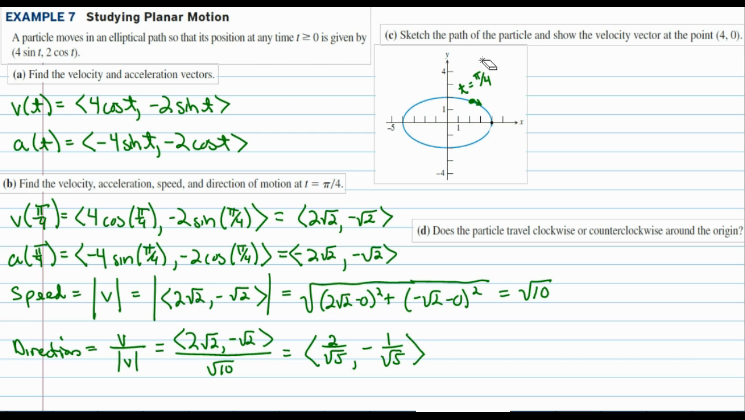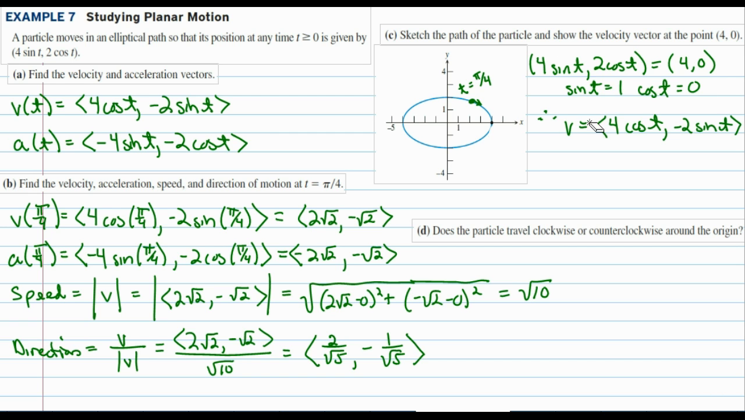Now part C says sketch the path of the particle and show the velocity vector at the point (4, 0). Well, at the point (4, 0), I know that the position was (4 sine of t, 2 cosine of t), and that resulted in the point (4, 0). That means if 4 times the sine of t equals 4, sine of t equals 1, and if 2 times the cosine of t equals 0, cosine of t equals 0, which will help me because in my velocity vector, I don't really know what time I got the point (4, 0) at.